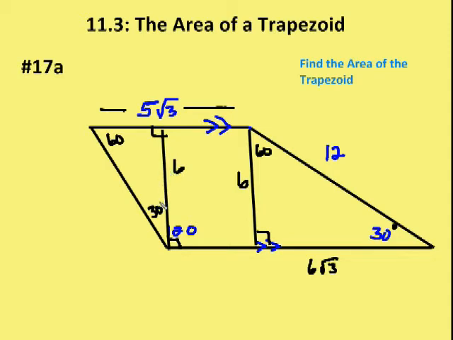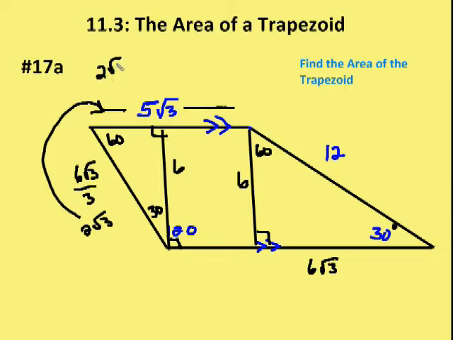And I know that the 30-degree side is that value times √3. So I've got a value of 6√3 over 3, or 2√3 for this length here. So if this is 2√3, then this distance here is 3√3. And if this length here is 3√3, then I know this length here is 3√3.